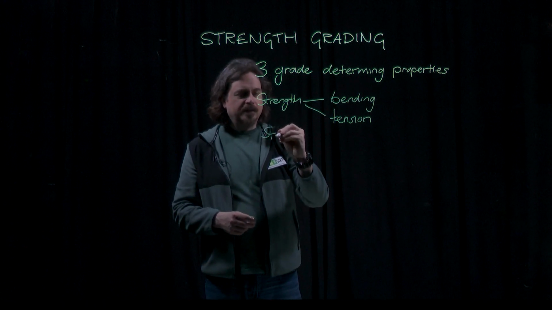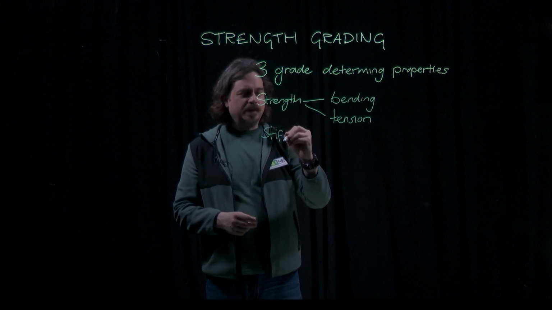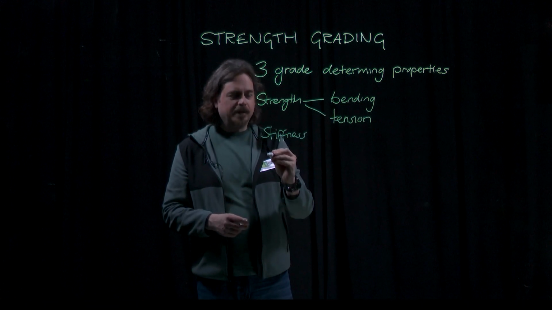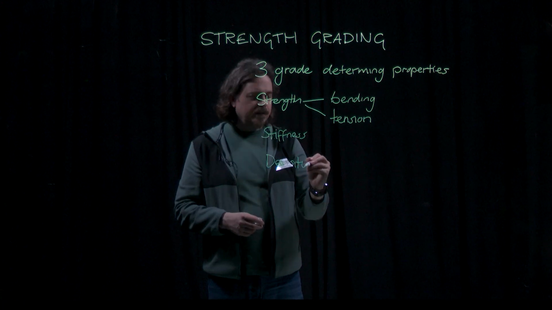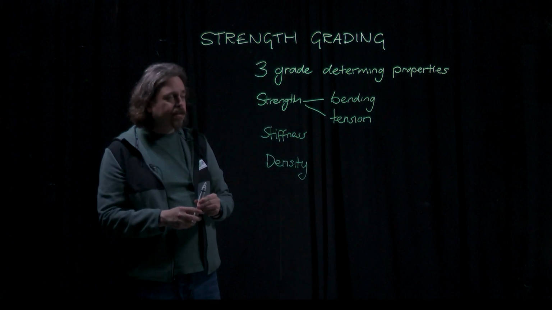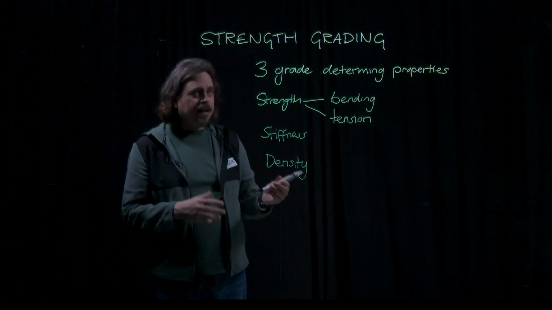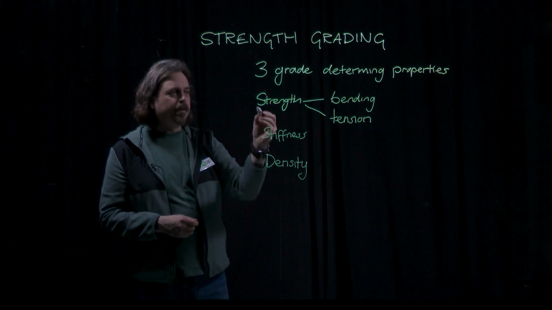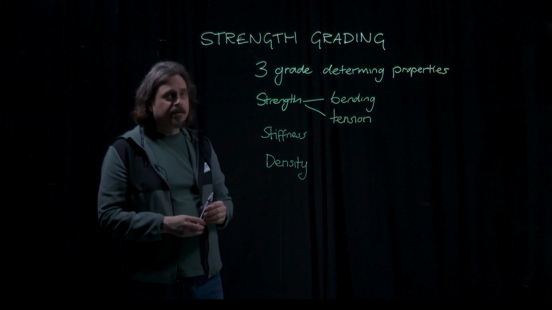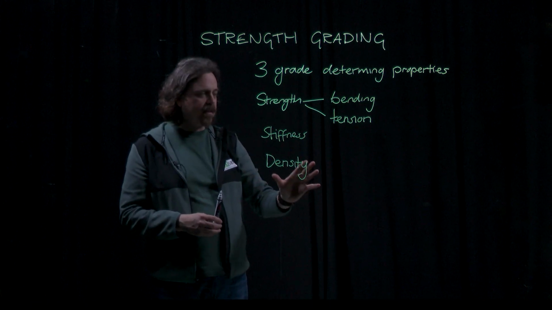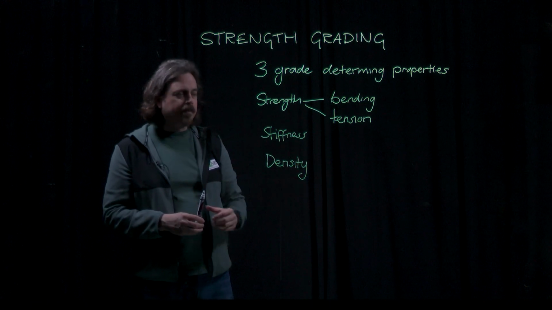And stiffness, that's the second grade determining property, obtained from the same kind of test. And the third grade determining property is density. There are many other design values that you need to do a full structural design, but those are calculated. They're called secondary properties, and they're calculated from these three primary properties by conservative equations. So things like compressive strength perpendicular to grain are estimated from density.